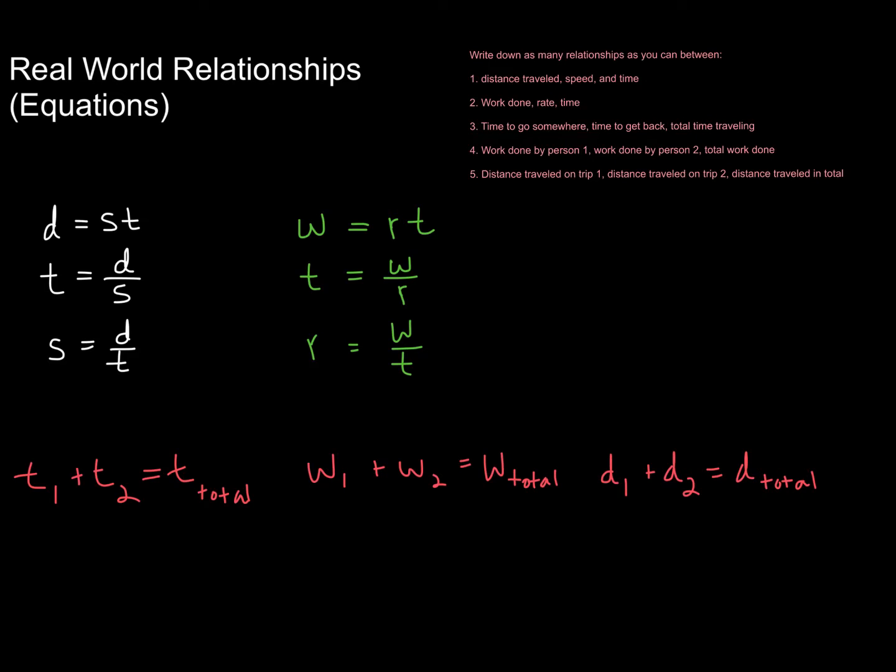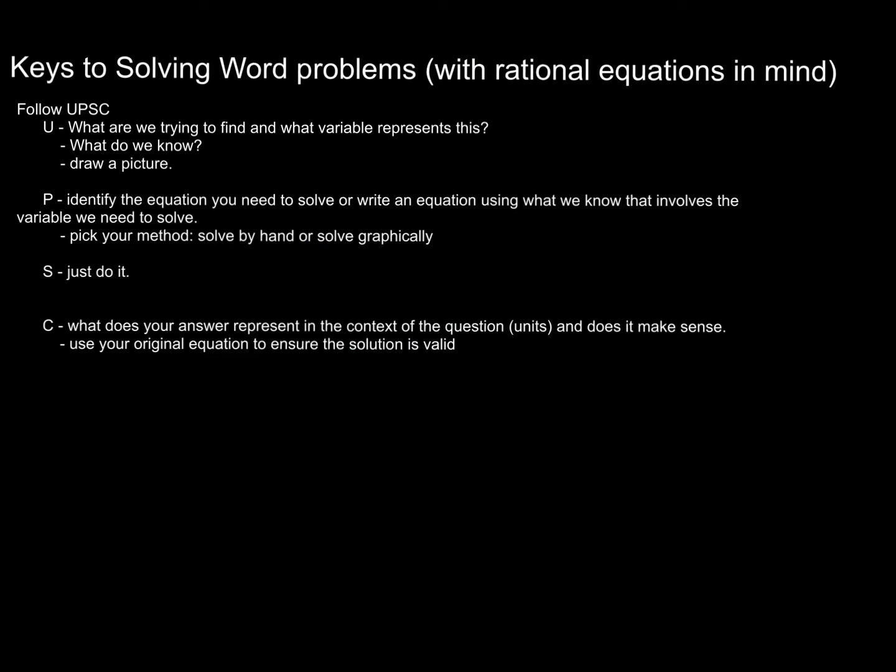There will be a couple of other relationships that we can take advantage of. Now that we have a clear understanding of those simple real-world relationships, when we go to solve word problems, we can utilize these in order to write equations that will benefit us. In other words, an equation that will include the variable that we're trying to solve for so that we can then solve that equation.